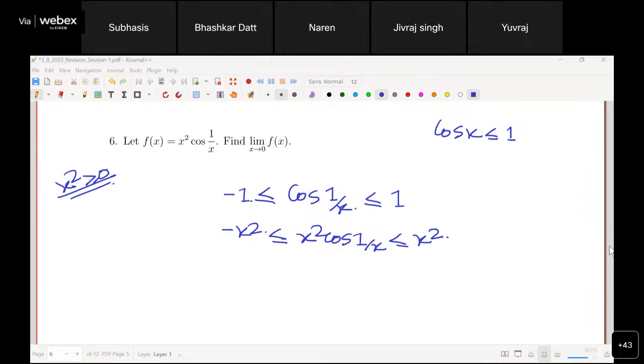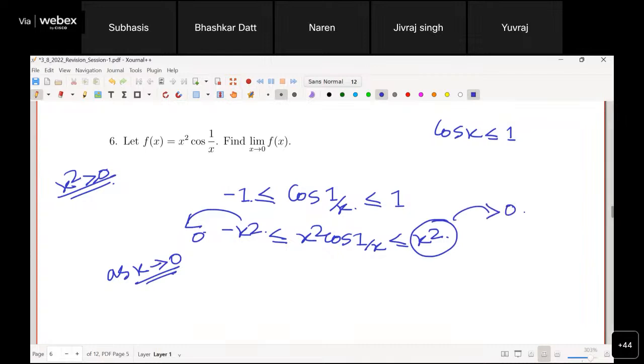So now it's clear how you can apply this limit. When x tends to 0, x square also tends to 0. So x square cos 1 by x is in between 0 and 0, I mean, both the limits are 0. So in between, x square cos 1 by x also will tend to 0. As x tends to 0, this limit is going towards 0, and this limit is also going towards 0, and I have this thing which is basically in between these two things. So from there itself, I can say that this limit will also go towards 0.